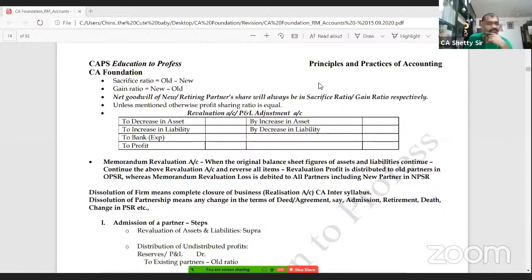Next line, next point. For the next line, Z's capital is debited since he is automatically made eligible.